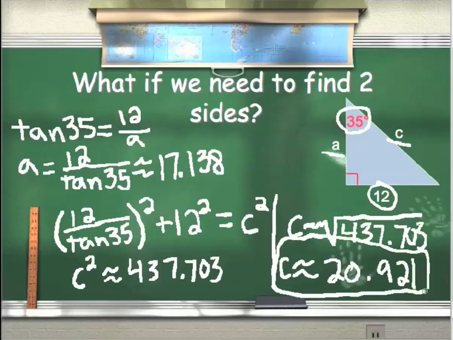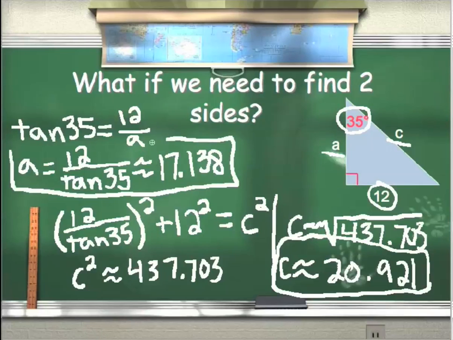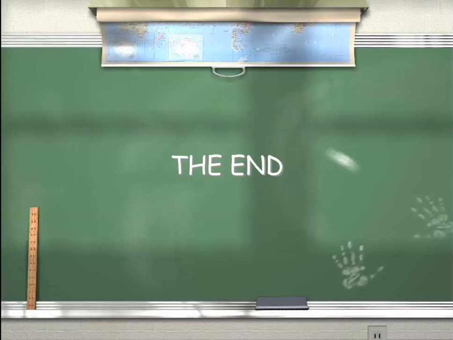And that is how I use trig and the Pythagorean theorem to find two different sides. And that is the end of this tutorial on how to use the Pythagorean theorem with right triangles.